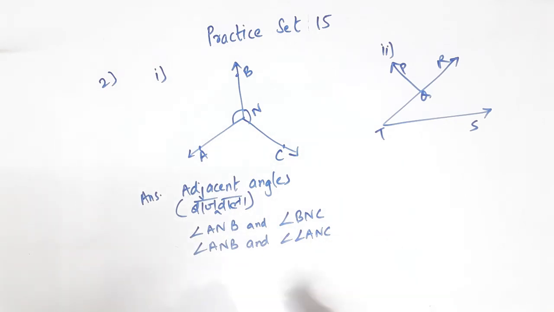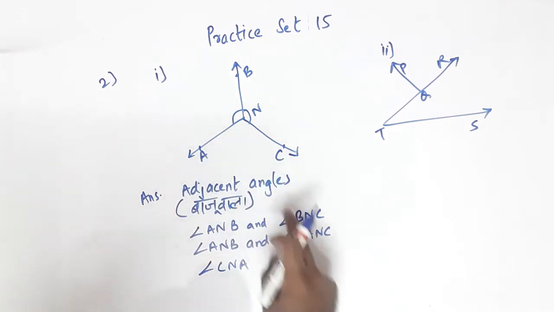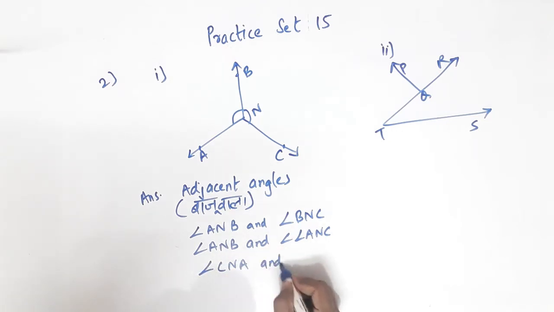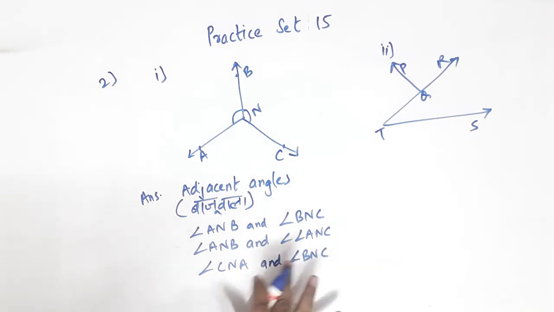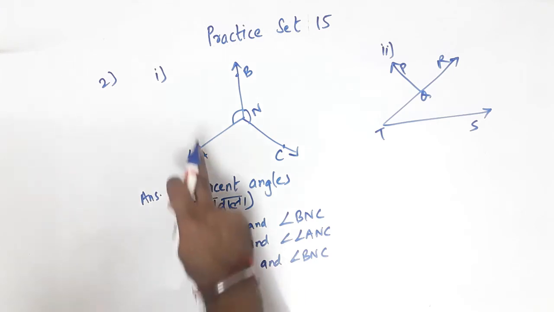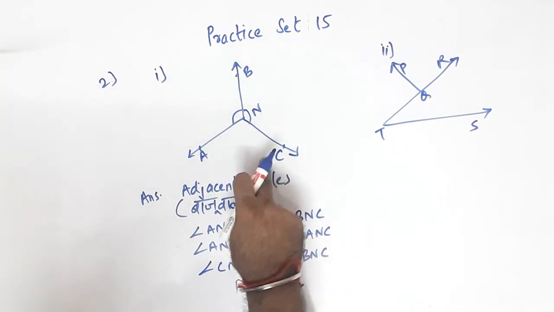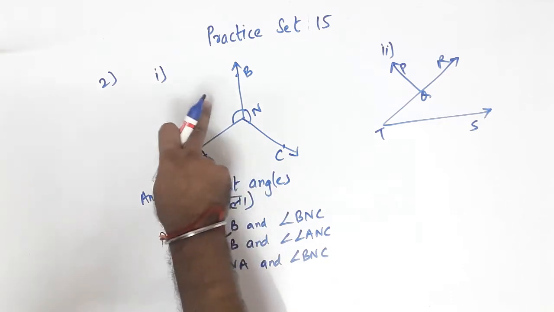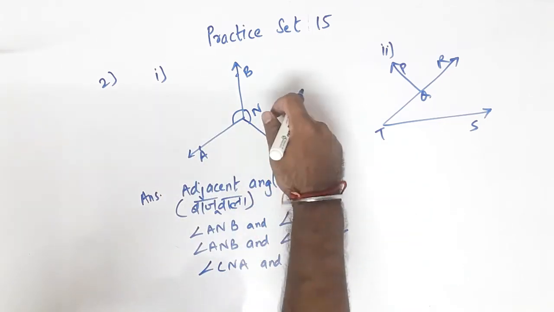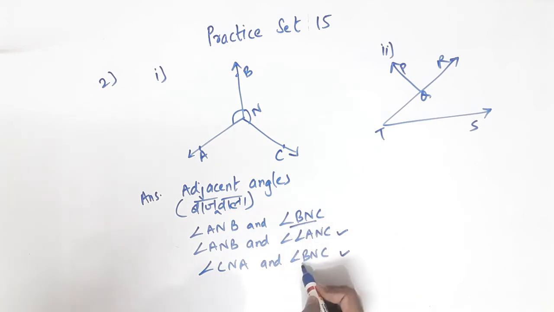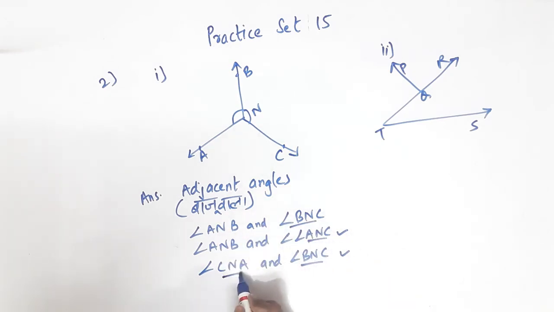Okay, then if I take angle CNA, or ANC if I take again, the adjacent angle of it is BNC. Okay, so in short we have taken all the angles. ANB has this angle and this angle. This ANC angle has this angle which we already wrote here, and this angle here. So BNC also came 2 times, ANC also came 2 times and ANB also came 2 times. So we have covered all the angles and we have written adjacent angle of each angle.